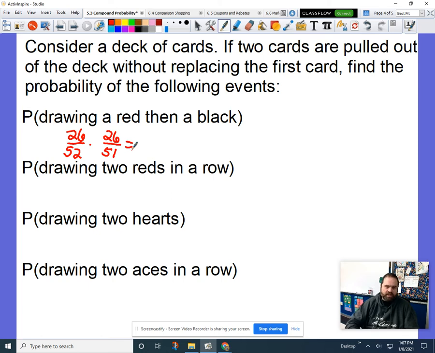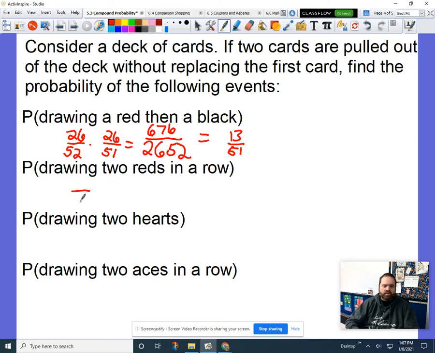I'm going to be lazy on this one. 26 times 26, 676. And then 52 times 51, 2,652. If I were you, I would try and use my calculator to reduce my fractions here. That goes down to 13 out of 51. That's almost a 1 in 4 chance of being able to do that.